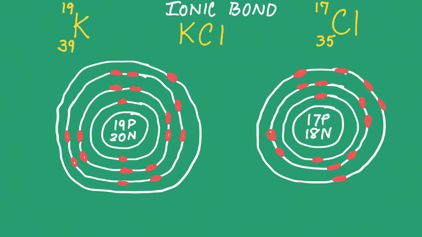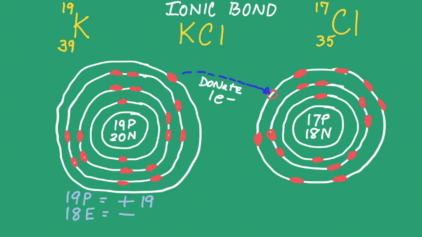So the potassium is going to donate an electron to chlorine, as we saw earlier with the sodium. And this will allow potassium to have its third shell filled. And as a result, potassium becomes positive because it loses an electron. So we have 19 positive charges and only 18 negative charges. It's a positively charged ion.